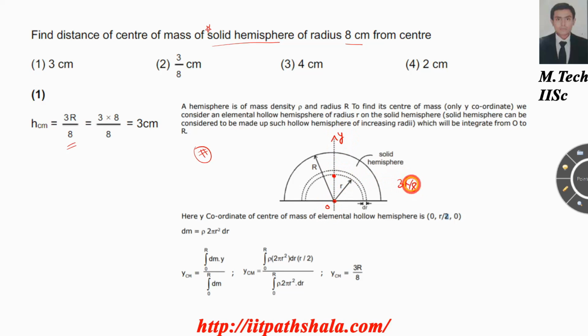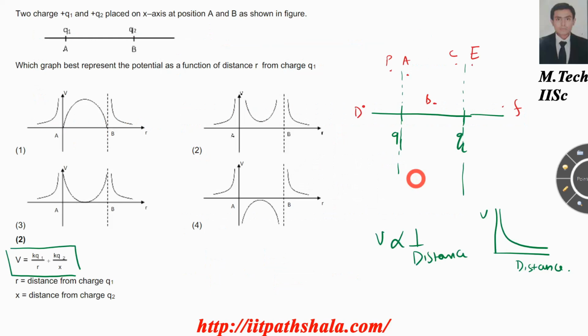Now let us move to the next question, which says you have two charges q1 and q2, both positive, lying on the x-axis. Let us say the distance between them is d. Which of the following graphs represents the potential as a function of distance r from the charge q1? What you can do is formally write the value of potential at a certain point. Let us say from the charge q1 I have a distance r, and from the charge q2 I have a distance x of that certain point.